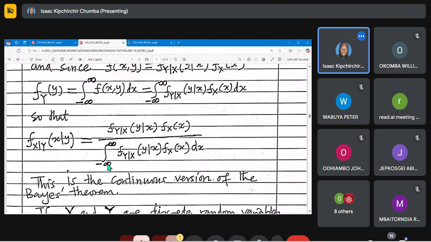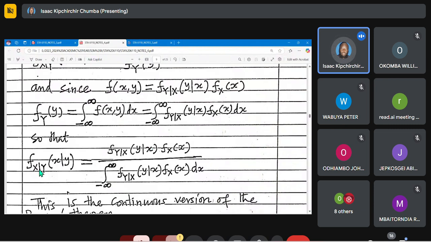So that we have this. So the conditional, we are now saying the conditional density of x given y will be the conditional density of y given x times the marginal of x divided by the marginal of y. And the marginal of y is given by integrating the joint, which is the numerator, over x to get the marginal of y. So simply put, whatever we are integrating here is actually the numerator.